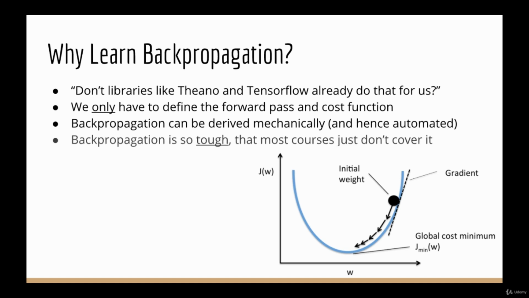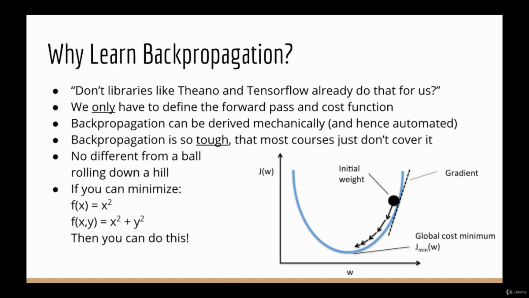In fact, deriving the equations for backpropagation is so tough that most courses just won't do it. What they usually do is skip over it and claim, like, oh, it's not intuitive, or some other nonsense. Actually, I think backpropagation is very intuitive. It's no different from thinking of a ball rolling down a hill during gradient descent. If you can minimize x squared, or x squared plus y squared in 2 dimensions, and you can understand that, then you can understand backpropagation. It's really the same thing.